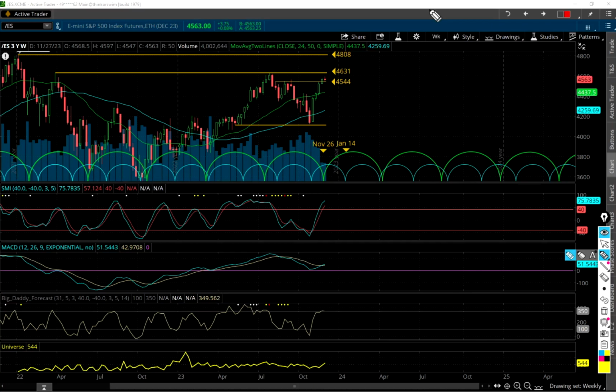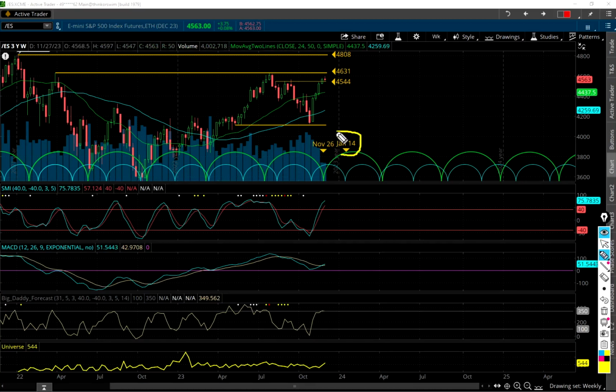Just kind of looking at patterns here for the moment. The whole point I'm trying to make here is the weekly chart is in territory where it's high enough that a pullback would not be a surprise at this point. That's what I'm really saying. Okay, let's look at the daily.